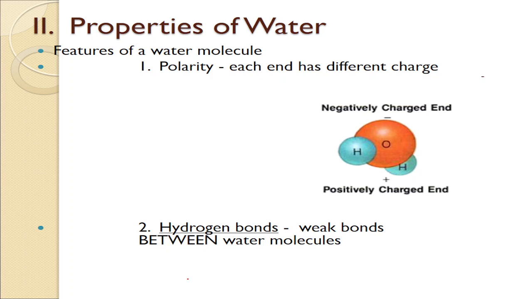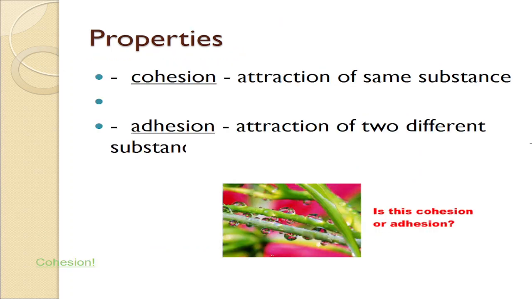Now, properties of water. Features of water as a molecule. It has its polarity, as I mentioned. Because of this polarity, it is able to dissolve things, because of the positive and negative charges. So it is able to dissolve the majority of solutes. There is a negatively charged end, which is the oxygen, and a positively charged end, which is the hydrogen. Hydrogen bonds are weak bonds between water molecules. And as I have mentioned, water is the universal solvent.